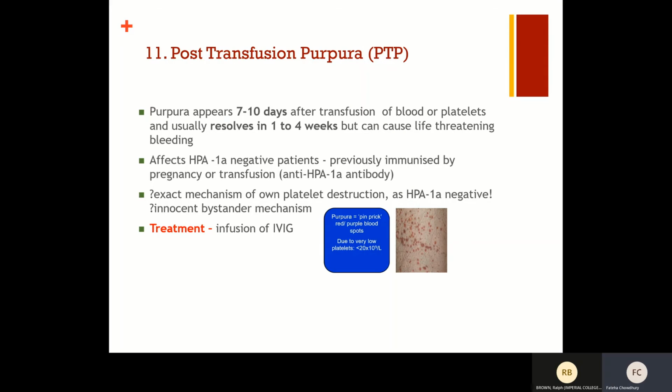PTP, or post-transfusion purpura, occurs about 7 to 10 days after transfusion of blood or platelets, and usually resolves on its own within 4 weeks, but can cause life-threatening bleeding. And treatment is with IVIG.